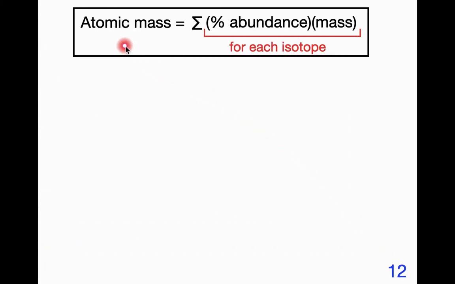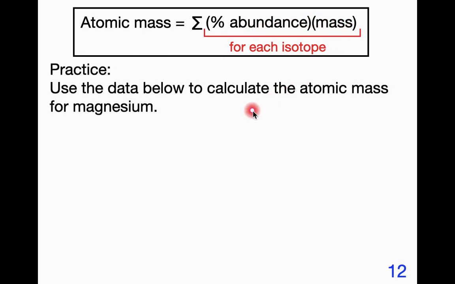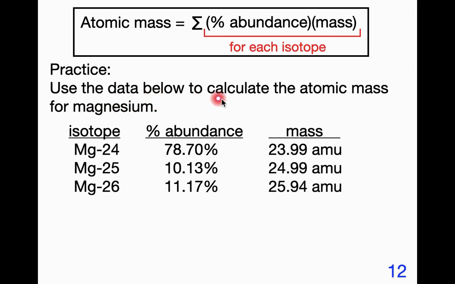Okay, now atomic mass, the percentage is the percent abundance that we would find it in nature times the mass. So let's look at an actual example. Use the data below to calculate the atomic mass for magnesium. So you can see you have 3 different isotopes and a different abundance for each one.